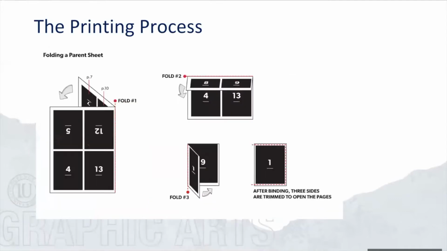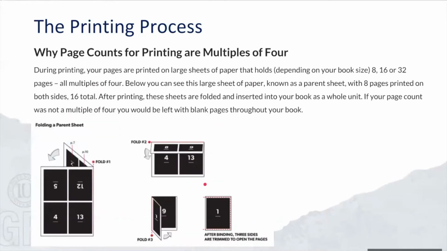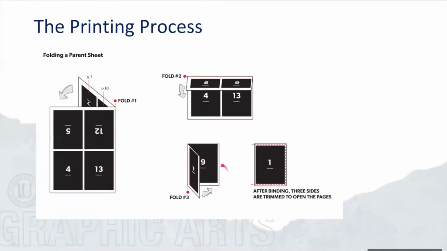So again, here's a little bit bigger of an image. You have your large sheet of paper right here, then it's folded in half. So here's fold number 1. Then it's folded down. Fold number 2. Then this is folded like this. Fold number 3. So you have page 1 straight through.